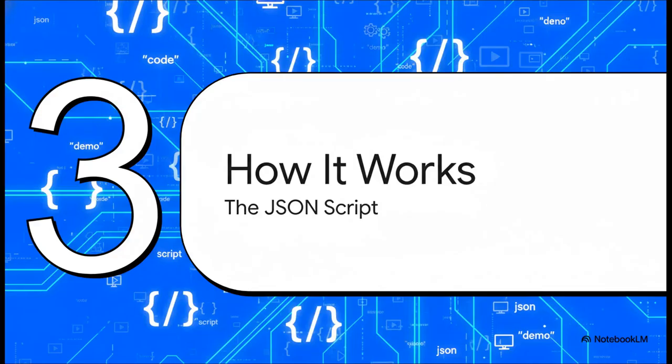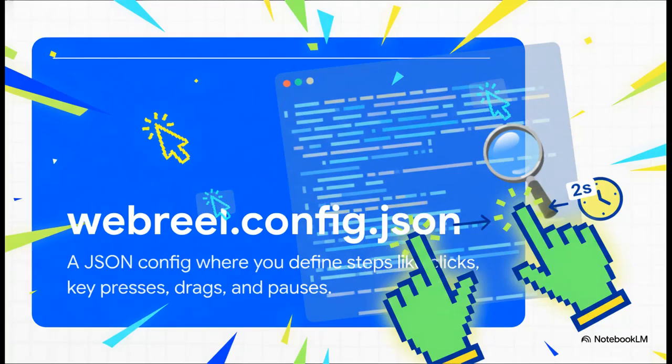Okay, so you're probably wondering, how does this magic actually work? Well, it's surprisingly simple, actually. It all comes down to a single JSON script. So what you do is you create this one configuration file, webreel.config.json. And inside that file, you just lay out all the steps for your demo. You're literally writing a screenplay for the browser to act out.